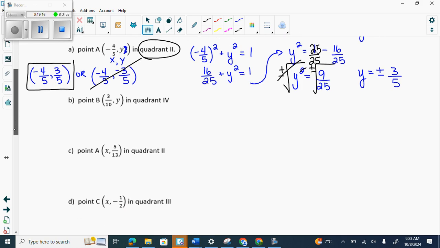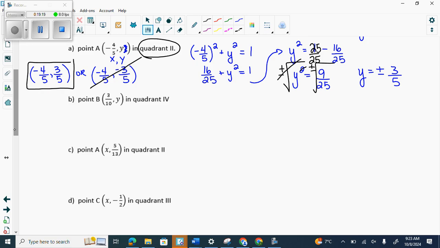All right. We're going to bring back a little bit of grade 10 again. So for B, we have x and y. We have x, we need y. So we're going to go (3/10) squared plus y squared equals 1. Square both of them, we get 9 over 100, plus y squared equals 1. Subtract the 9 over 100. What can I turn the 1 into? 100 over 100, right?